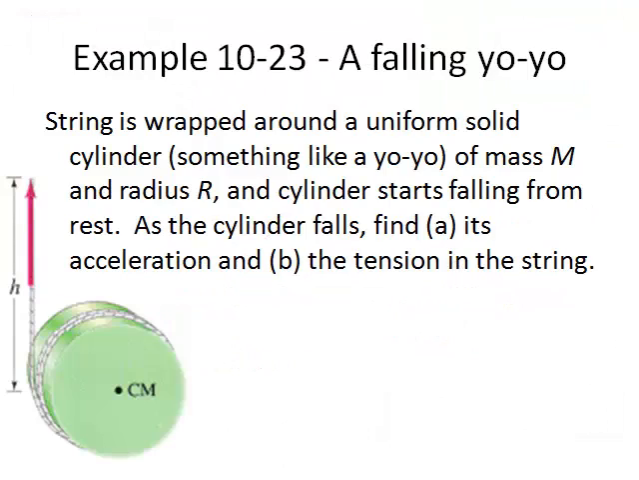The final example we'll be looking at is example 10.23, a falling yo-yo. Although this may not look like a typical rolling problem, it is, because the string is going to confine the cylinder to roll in a certain way without slipping. A string is wrapped around a uniform solid cylinder, something like a yo-yo, of mass m and radius r, and the cylinder starts falling from rest. As the cylinder falls, find its acceleration and the tension in the string. We're going to assume here that the cylinder does not slip from the string.